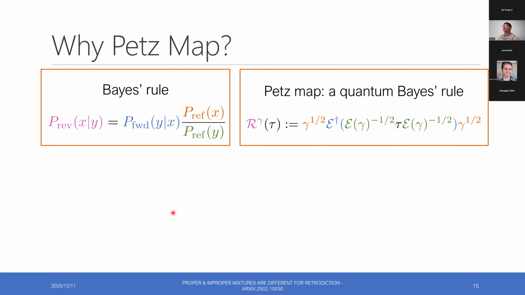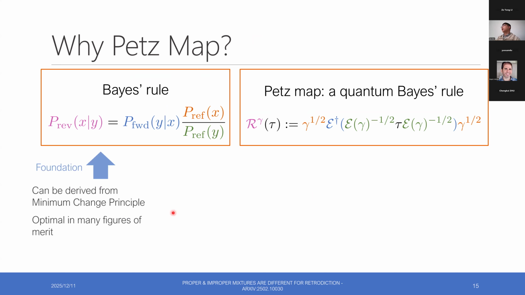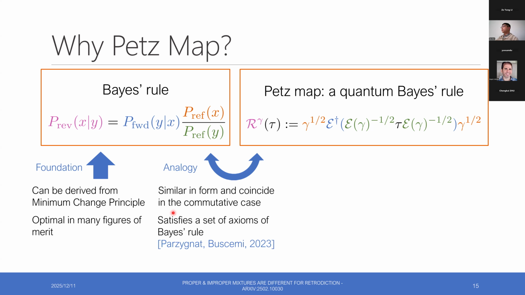So we have presented the formula like here, but why do we use such a formula? The Bayes rule has a good theoretical foundation. It could be derived from a principle called the minimum change principle, and it can also be proved to be optimal in many cases, like the optimal way to update your knowledge.